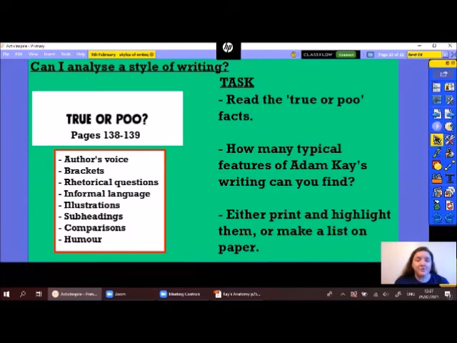What we'd like you to do with the True or Poo section is we'd like you to read it and then see how many of Adam Kay's features of writing you can find. I've included the list here, and it's also in Google Classroom for you as well. If you have a printer at home, maybe print off the pages and highlight all the different features you can find and label them. If you don't have a printer though, don't worry, just make a list of the different features that you can find.